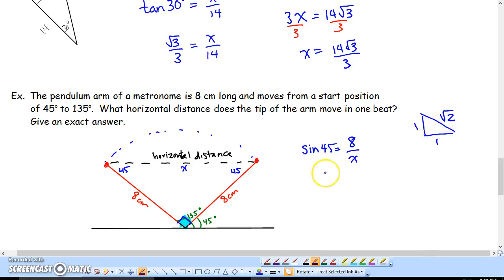Sine is opposite over hypotenuse. 1 over root 2, or in our simplified form, a rationalized form, it looks like this. And so now I can cross multiply. Oh, I didn't like that one. I think I prefer having it look like this. I kind of picked the one I like. That one works better for me. And so 1 times x equals 8 root 2. That is the length along the hypotenuse.